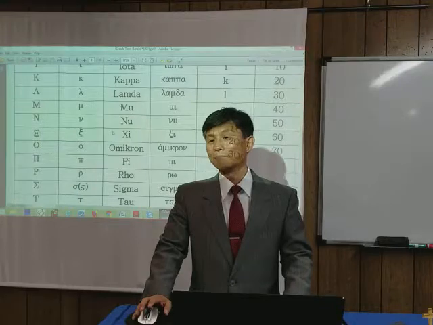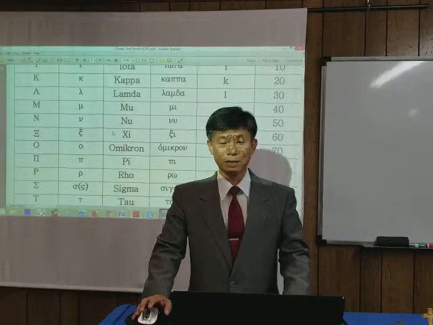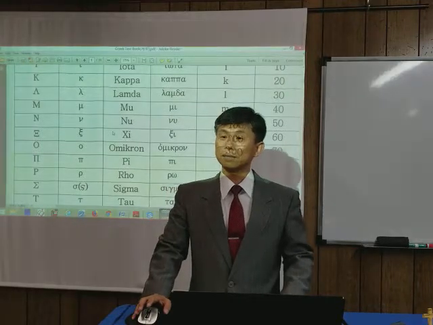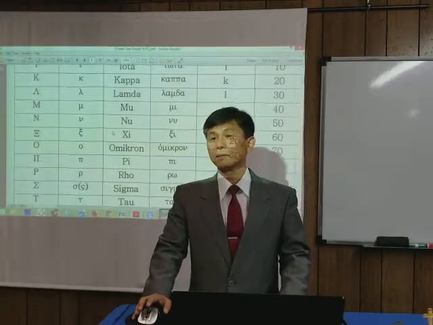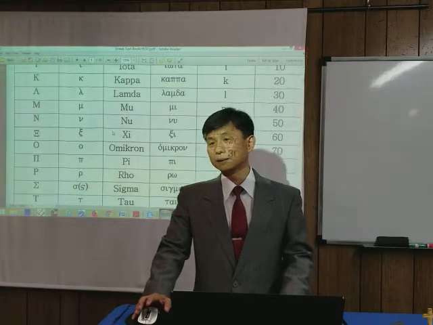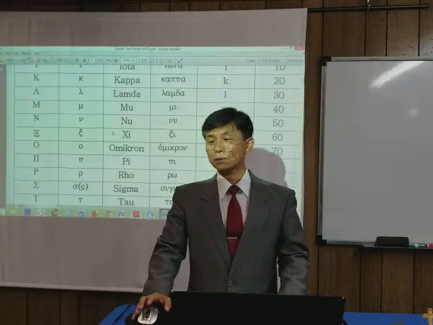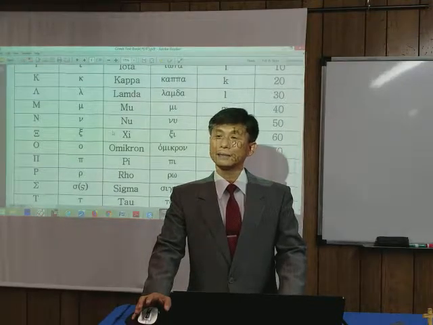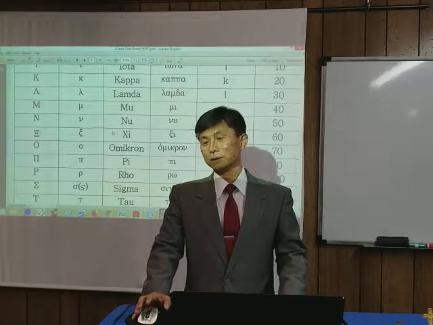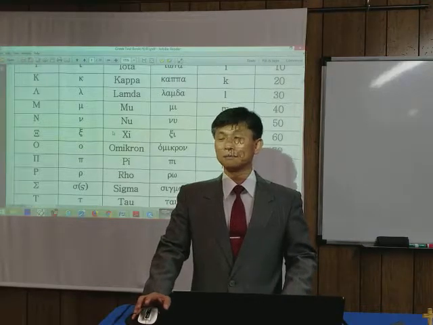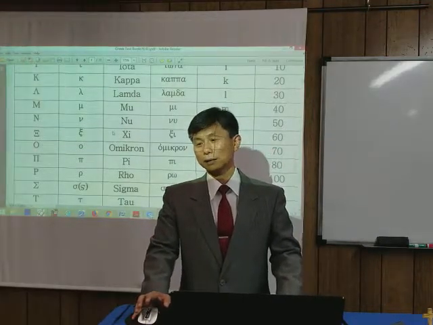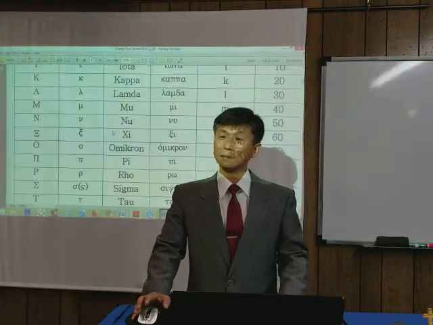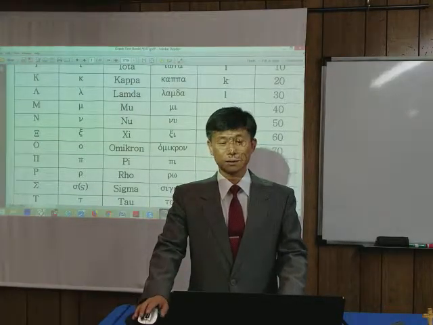Lambda. Lambda is another consonant, and the pronunciation is the L sound, for example, like light. So Christos Jesus says in Matthew chapter 5, you are the light of the world, because Christos Jesus himself is the true light. So light, like lambda, is the English L sound, like light.